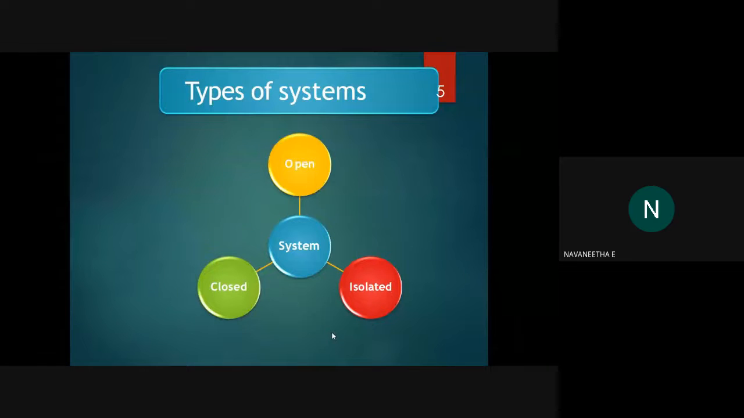I think we studied these things in our fifth standard itself. Okay, open, closed, and isolated system. And what is an open system? What is exchanged? Energy. In an open system, open means what? Indicate open.